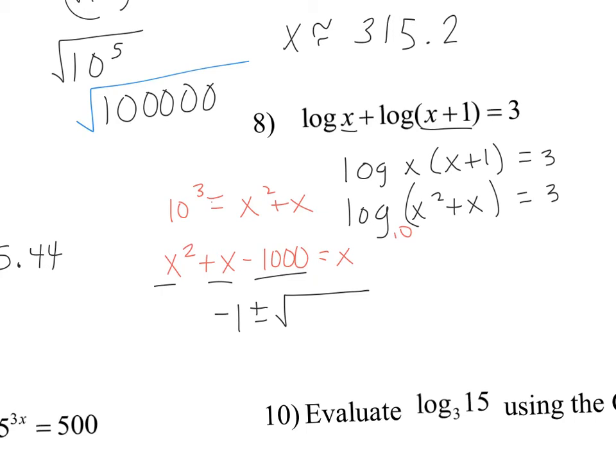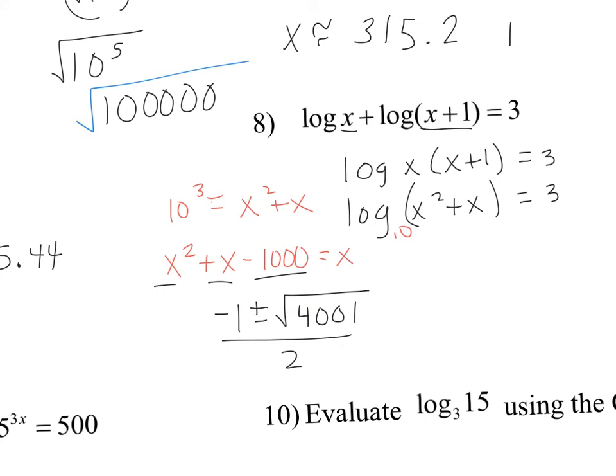So 1 minus 4ac is going to be positive 4,001 over 2. So it looks like I'm going to have a negative answer and a positive answer. So I'm only going to take the positive because I want x to be a positive number. Because if I have log x, remember, in order for this to be defined, x has to be greater than 0.